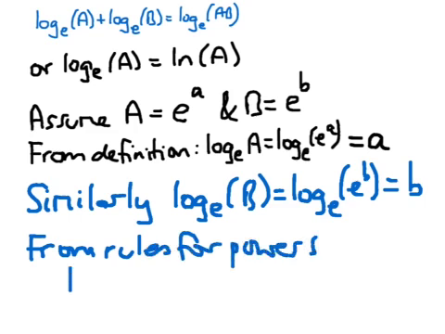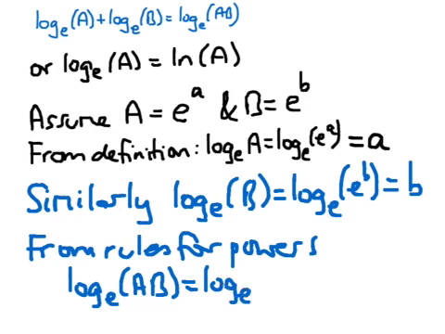we have that the logarithm to the base e of a times b is the logarithm to the base e of, now we have said that a is e to the little a, b is e to the little b, so a times b is e to the little a times e to the little b, so that's going to be e to the little a plus little b, so this is going to be little a plus little b.